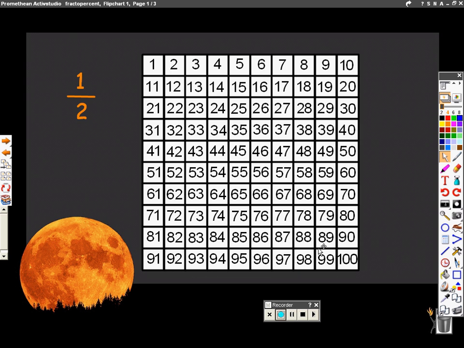In this video, we're going to work to go from fraction to percent. We're going to start with 1/2. So that means I want 1 out of every 2 of the numbers up here.